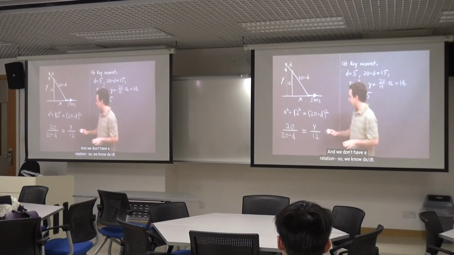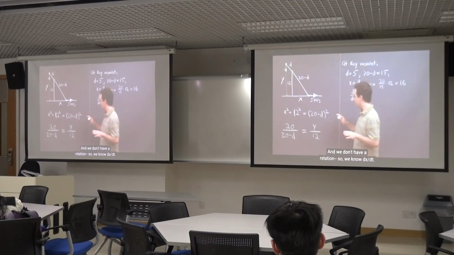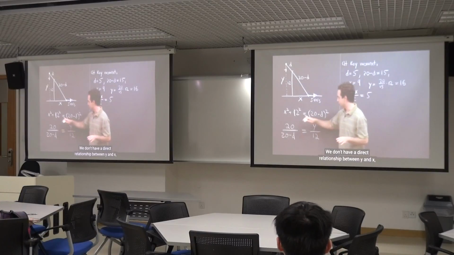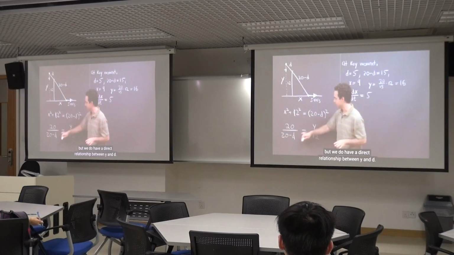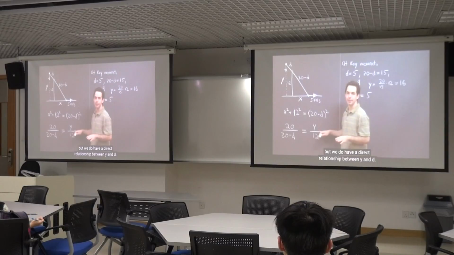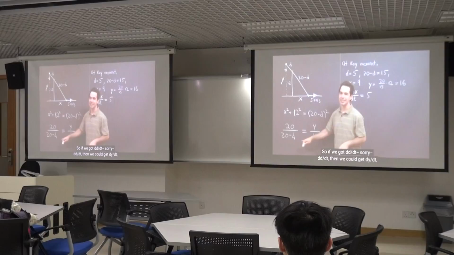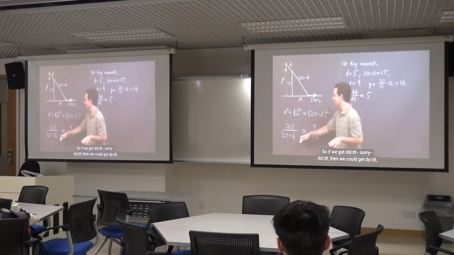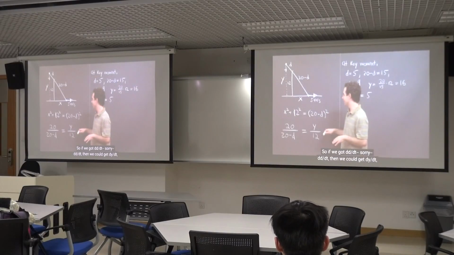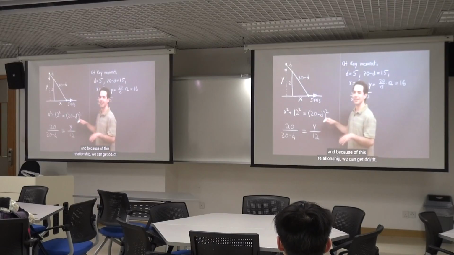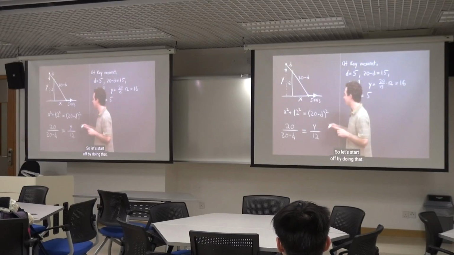We know dx/dt, but we don't have a direct relationship between y and x. We do have a direct relationship between y and d. So if we got dd/dt, then we can get dy/dt. And because of this relationship, we can get dd/dt. All right, so let's start off by doing that.